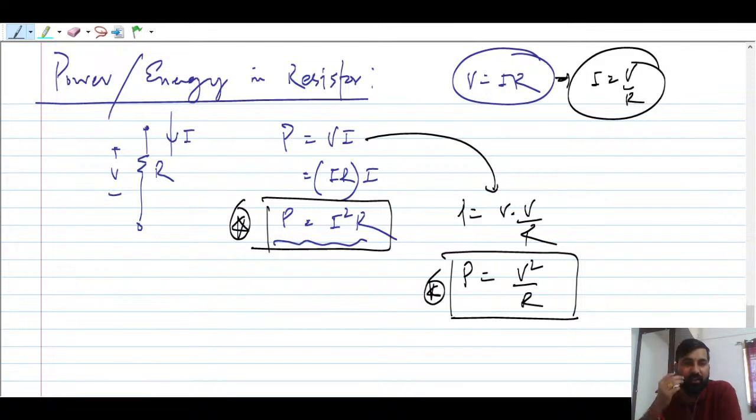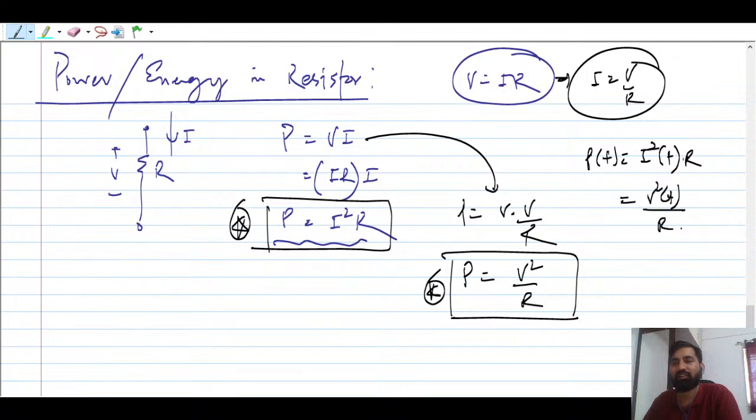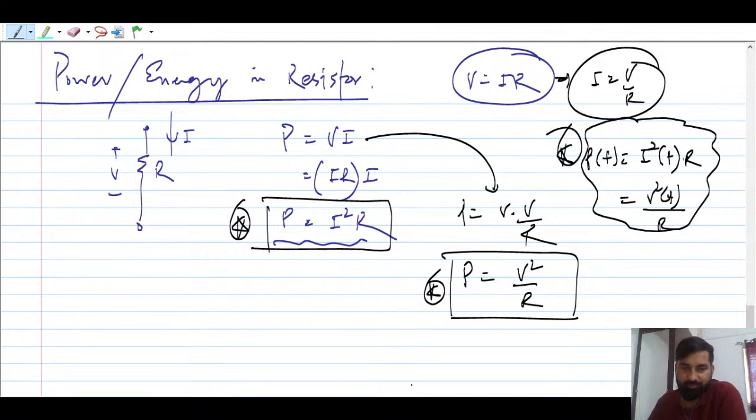If you get power, you can find the energy simply. So remember always, if we are talking about instantaneous power, p(t) is going to be i squared(t) times R, or you can say v squared(t) by R. These are the expressions that you have to remember for resistance.